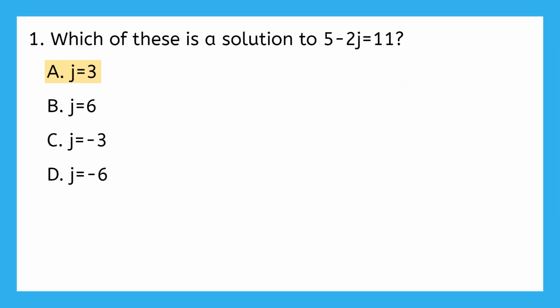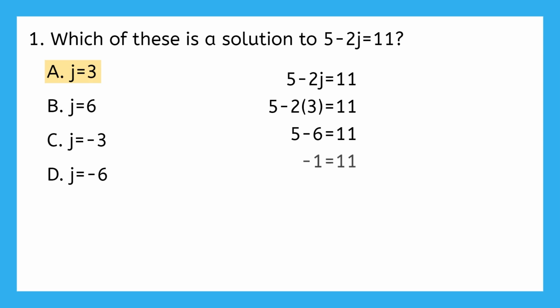I'm gonna work my way down, so I'll start by trying j equals 3 first. If I substitute 3 for j, I get 5 minus 2 times 3 equals 11. Using my order of operations, I'll do the multiplication first. 2 times 3 makes 6, and then I'll do the subtraction last. 5 minus 6 makes negative 1. So if j is 3, my equation would look like negative 1 equals 11. Well, that is simply not true. So 3 is not a solution to my equation, and I can try the next one.